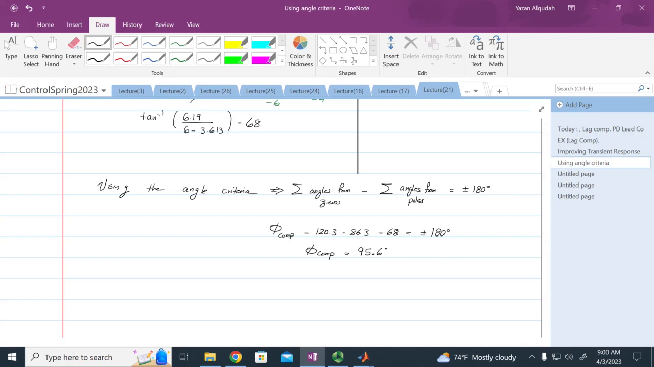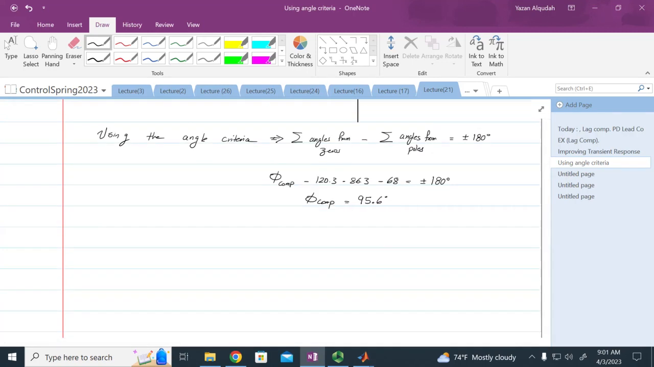Does that make sense, everybody? If I add these together, this is going to be around 270. I move it to the other side, so 270 minus 180 gives me 95 degrees. How do I add a compensator? This positive angle is going to come from a zero. Otherwise, if it was a pole, it would be negative. I need to add a positive angle.